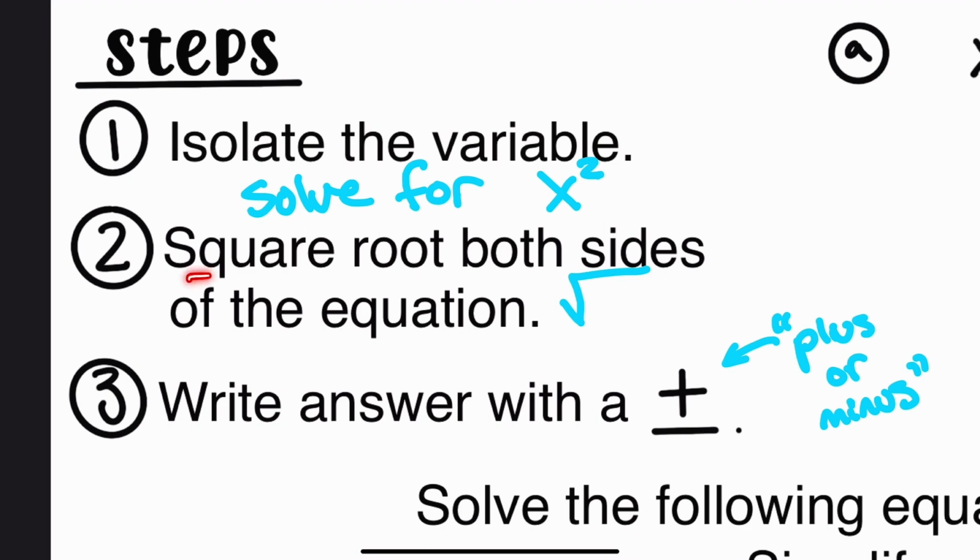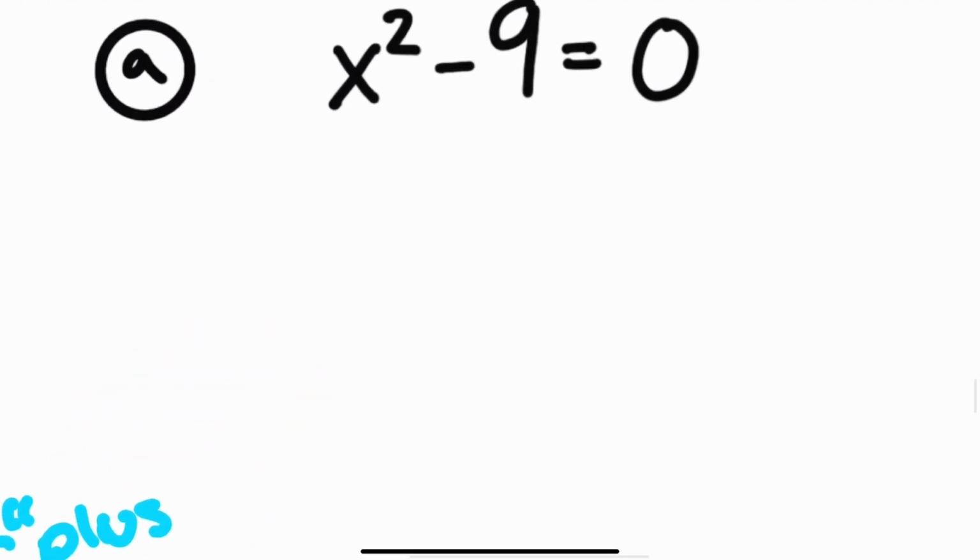Step number 2 says square root both sides of the equation. That means we're going to use a radical. And then step number 3 says write your answer with this symbol here. This is going to be a plus or minus sign. So remember, that meant that we had an option that was positive and an option that was negative. Okay? So let's use these on our first example over here.